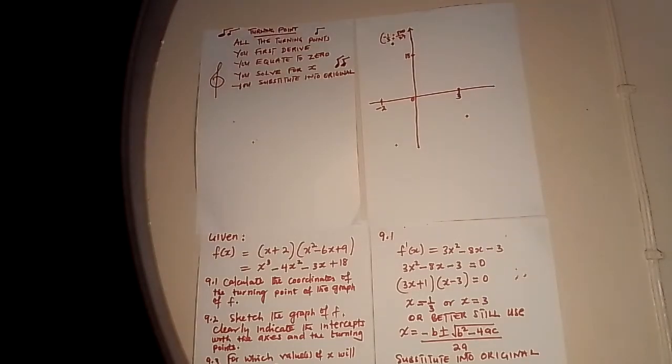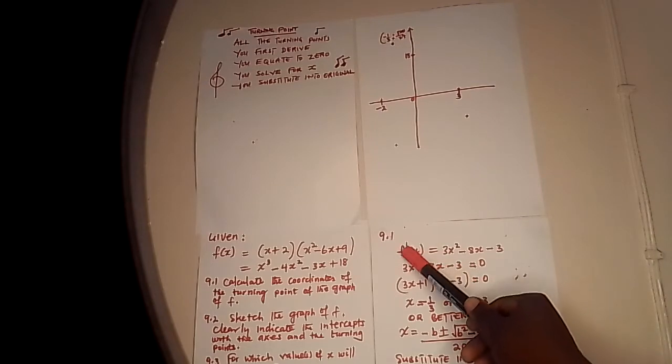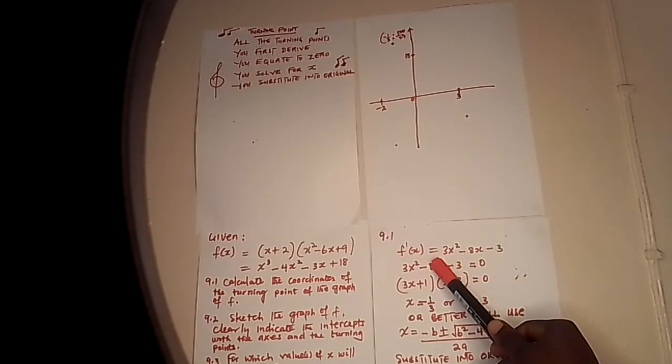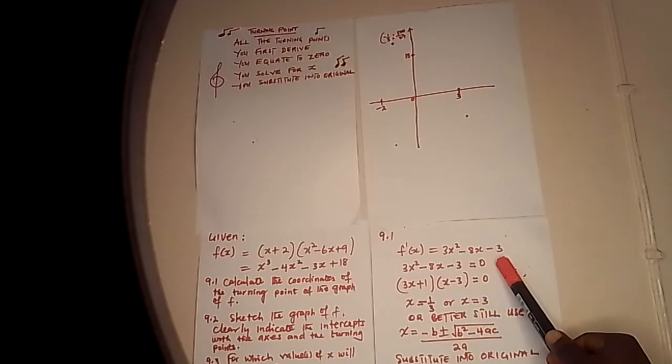So now we're going by the words. So 9.1, it says we first derive. So we are going to find the derivative of f. The equation we are seeing here is x³ - 4x² - 3x + 18. So when you first derive, you are going to find f'(x) = 3x² - 8x - 3. That is the first derive now.